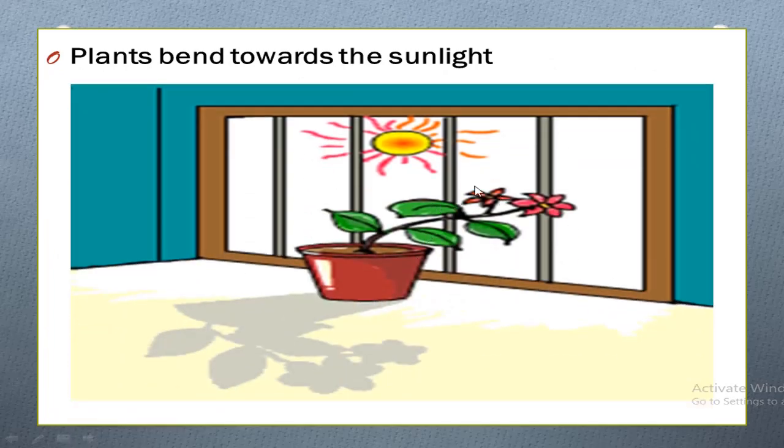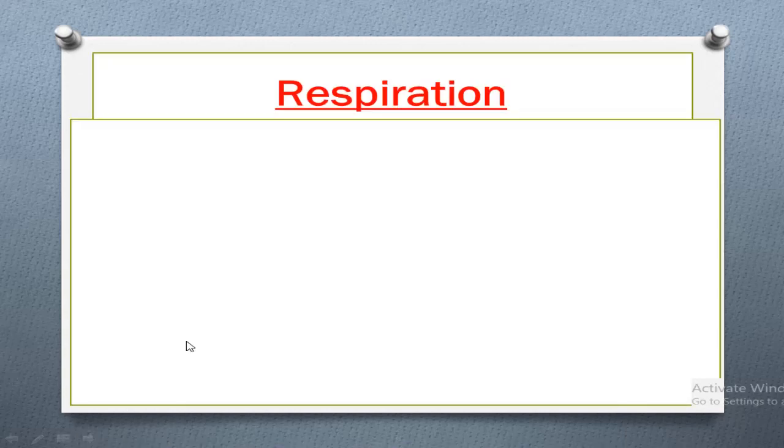Some plants grow towards the direction of the sunlight, a movement shown by plants. To demonstrate that. Right. Then we will go to learn about respiration.